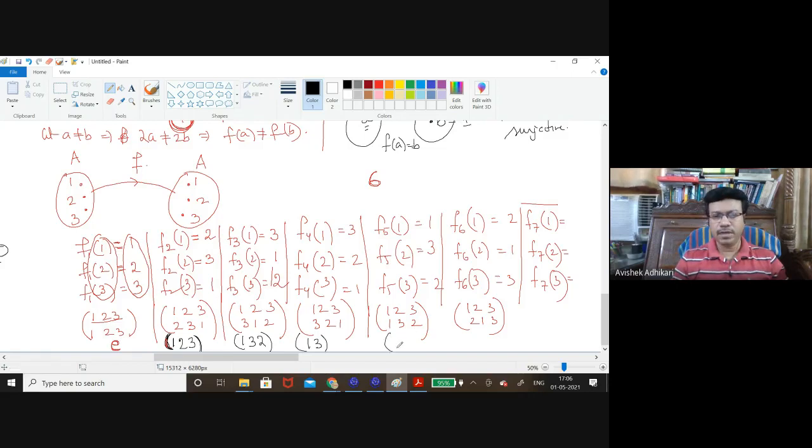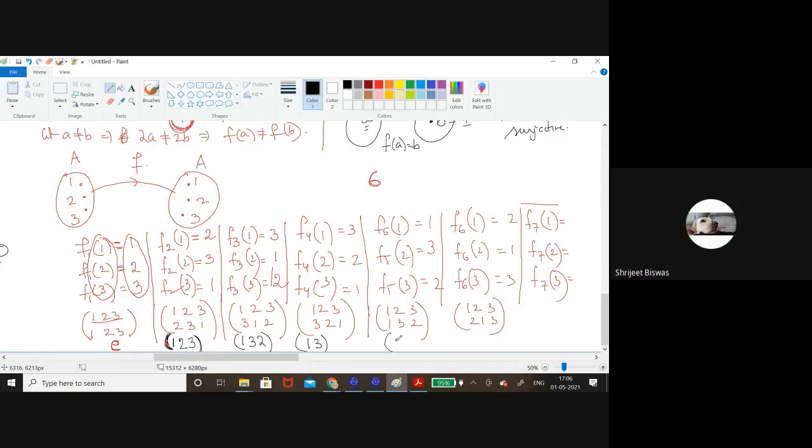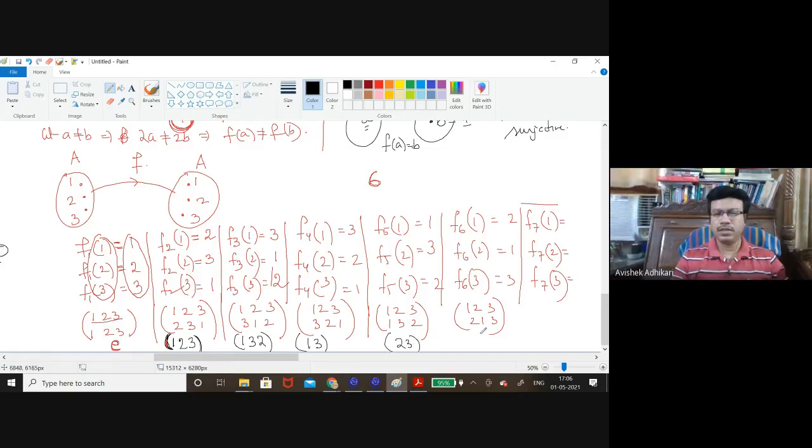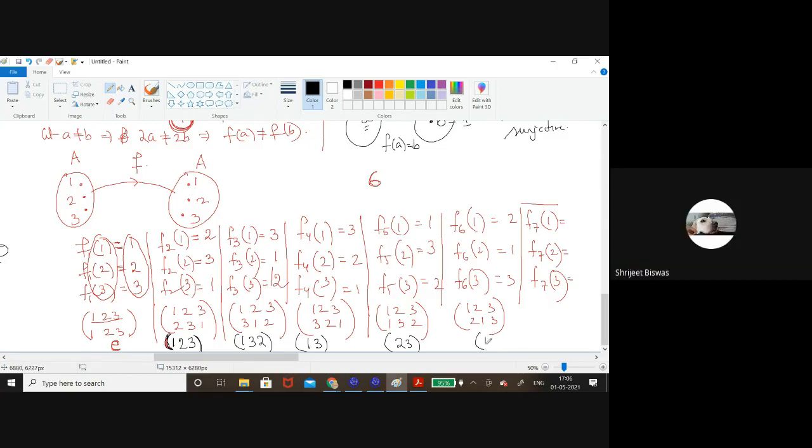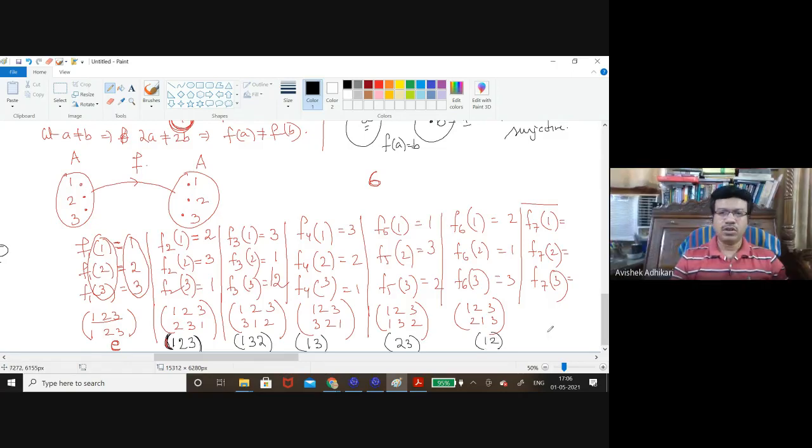Similarly, can you tell me what should be this? 2, 3. 2, 3. Very good. And here, 1, 2. 1, 2. Very good. So here you can see that there exist 6 elements, and I started with 3 elements here, 3 elements here, right? So I actually constructed all bijective mappings from here to here.